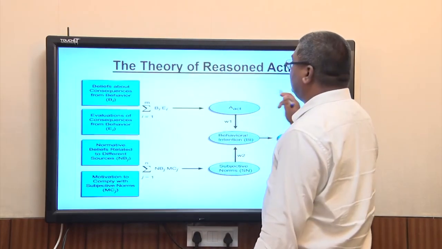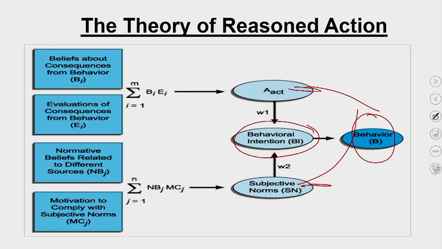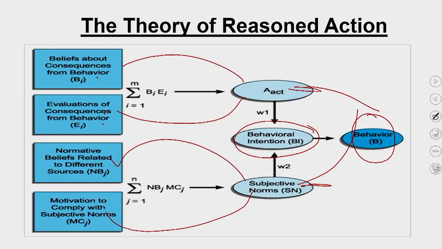And so this is what my theory of reasoned action looks like. My behavior is actually a function of attitude towards the act and subjective norm, which together give a behavioral intention. This is the result of belief about consequences of behavior and evaluation of consequences of behavior, which is the attitude towards the act, and normative belief related to different sources and motivation to comply with different sources. So these two added together will give me a behavioral intention and then a final behavior. So this is my theory of reasoned action.